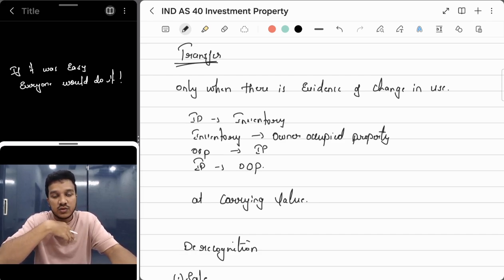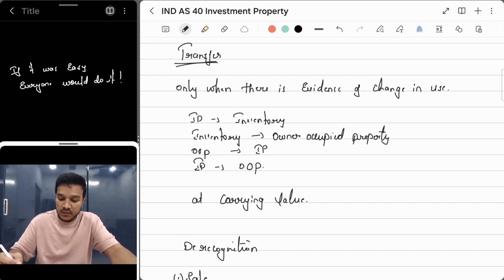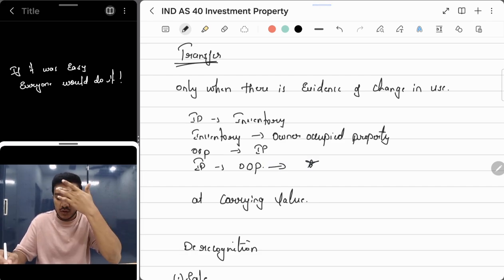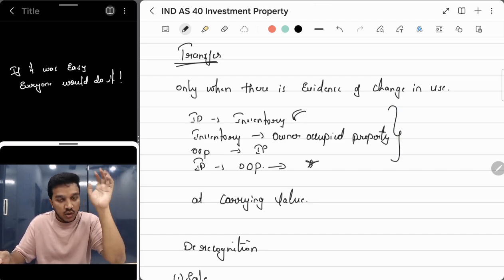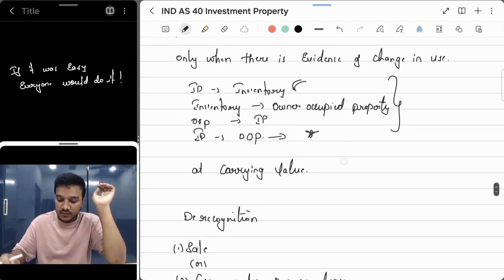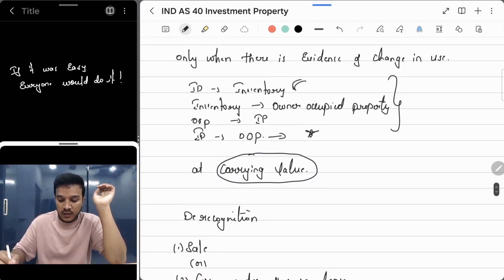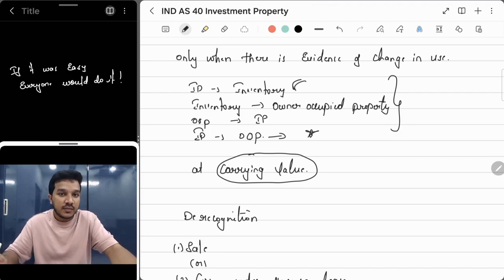So transfer, now there could be chances that I'm using an investment property now, but in future I can change that, I can use that building in my business also. Now there is a transfer from investment property to, say, owner occupied property, or from investment property to inventory. So all these scenarios, all you have to remember is that the transfer happens at the carrying value. You can transfer it, but it will happen at the carrying value.